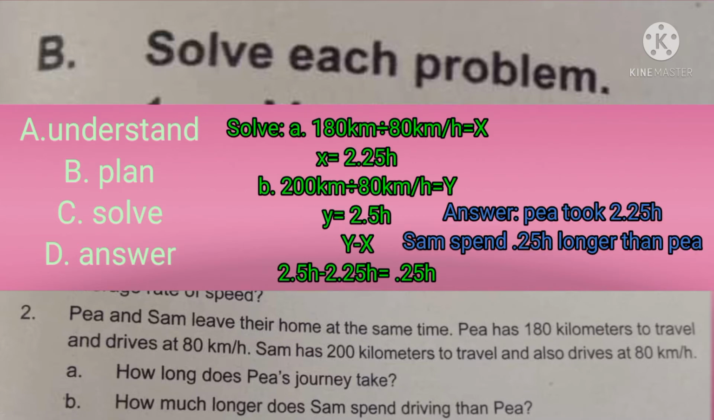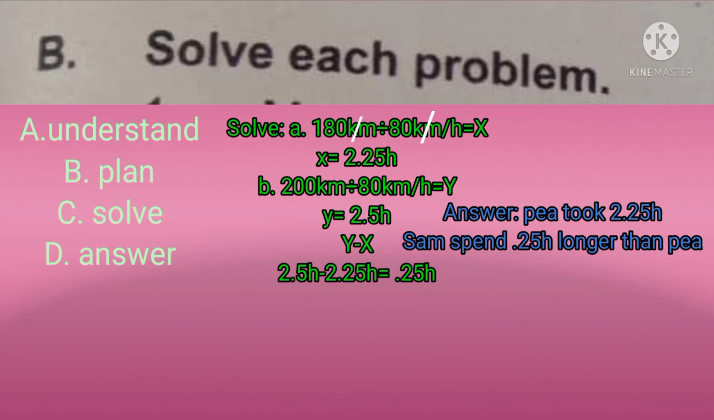A. 180 km divided by 80 km per hour is equal to x. So x is equal to 2.25 hours. And letter B, 200 km divided by 80 km per hour is equal to y. So y is equal to 2.5 hours. So y minus x, 2.5 hours minus 2.25 hours, is equal to 0.25 hours. So the answer: Pia took 2.25 hours while Sam spent 0.25 hours longer than Pia.